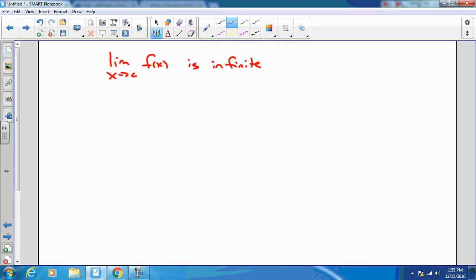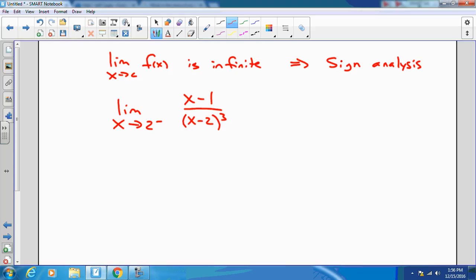Likewise, if the limit as x goes to c of f of x is infinite, then we can use sign analysis to determine whether the limit is positive infinity or negative infinity. So for example, if I wish to find the limit as x goes to 2 from the left of x minus 1 over x minus 2 cubed, then because I have a fraction here, I check the form, and my form is 1 over 0. The form k over 0 in general is the infinite form, and it tells me that my limit will be either plus infinity or minus infinity. To find out which, I'm going to simply analyze signs at top and bottom here.